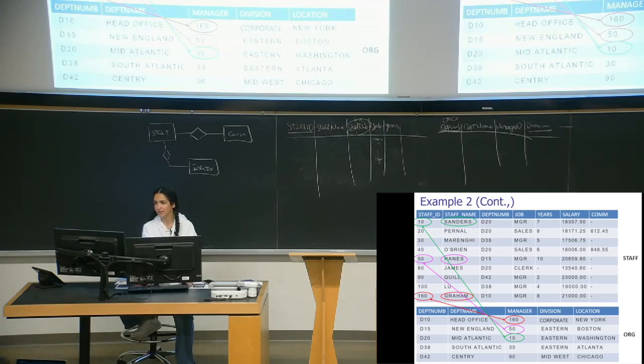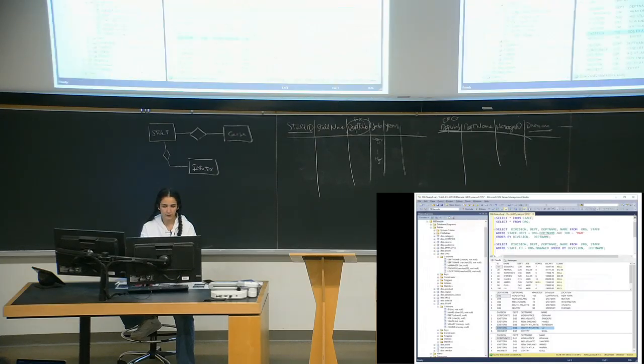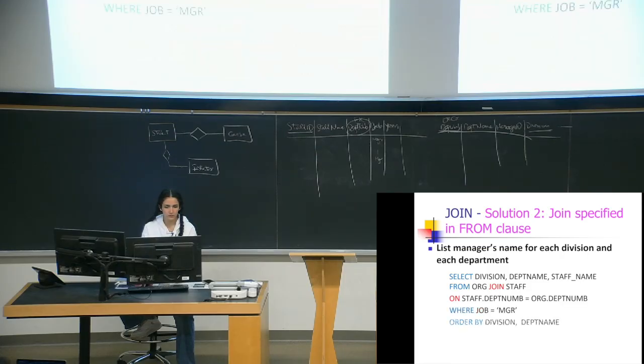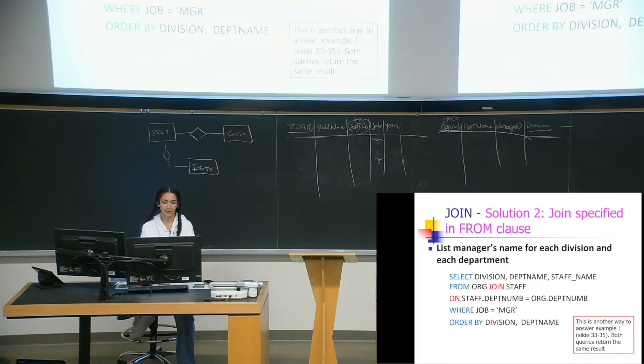Even if you don't have access to SQL, similar to what I'm doing here, then you will see what you get, right? I'm not using SQL here. And this is another way of answering the same query, just instead of comma, I use explicit join here, right?